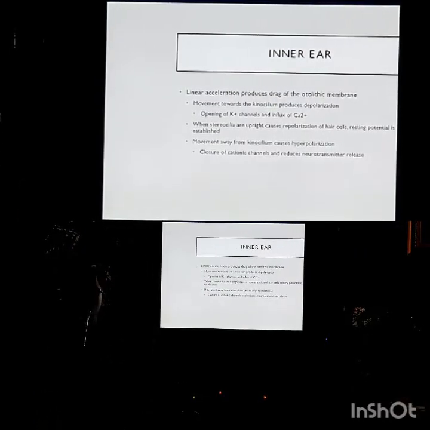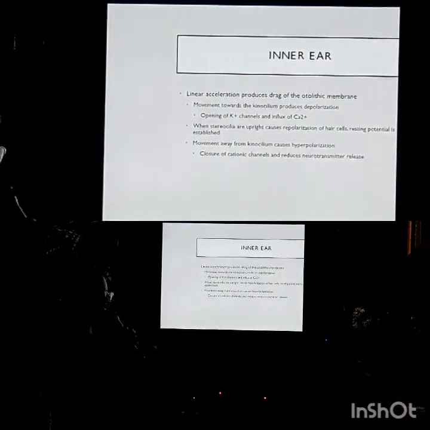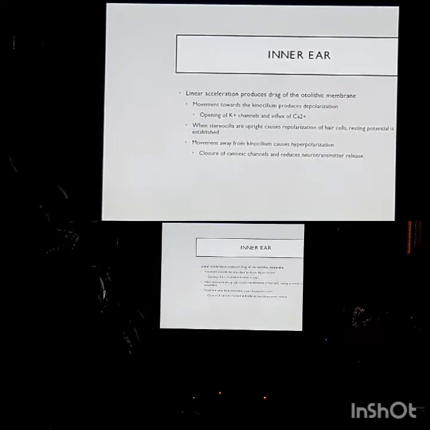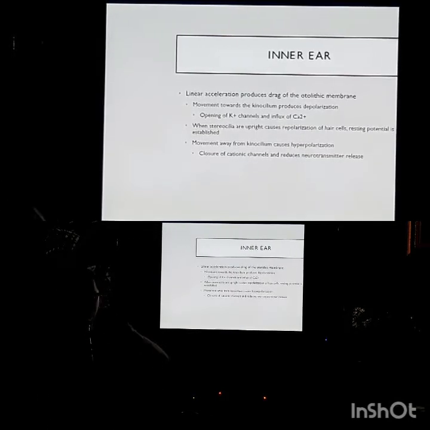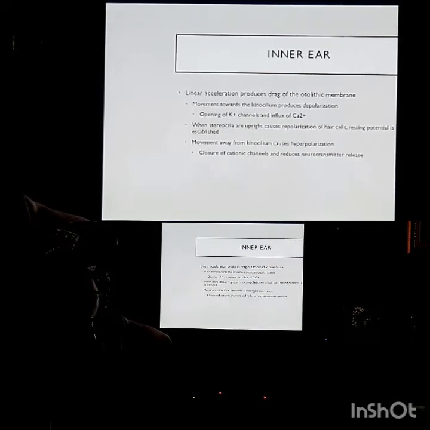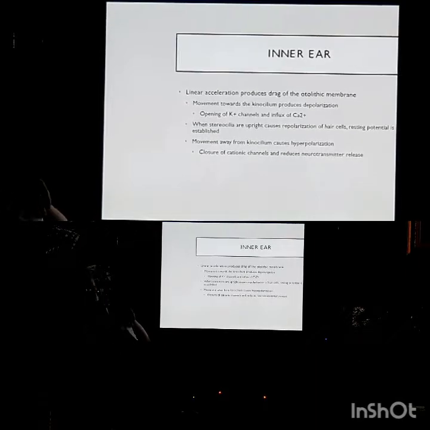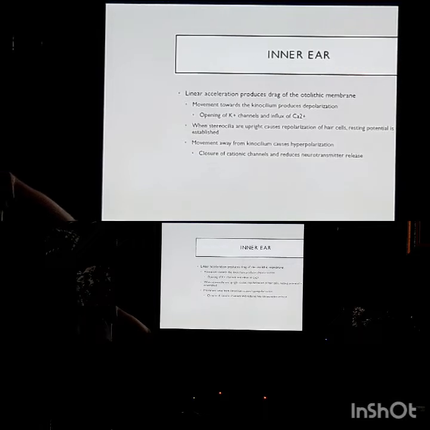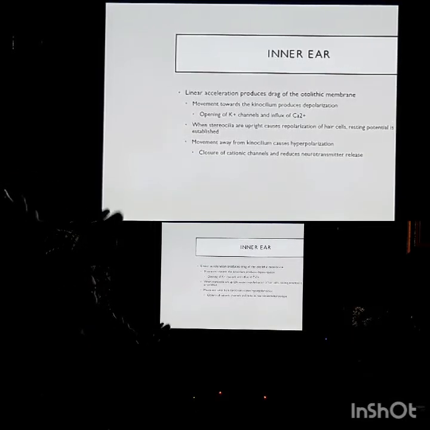So how does this work? Linear acceleration, either forward and backward or up and down, produces drag of the otolithic membrane. Remember that the apical ends, the cilia, are embedded in the otolithic membrane. So once you move forward, the otolithic membrane, because of inertia, remains, and once it catches up, it produces drag.